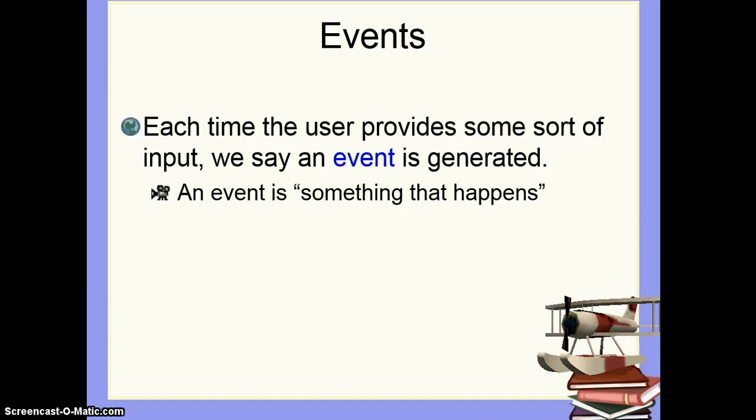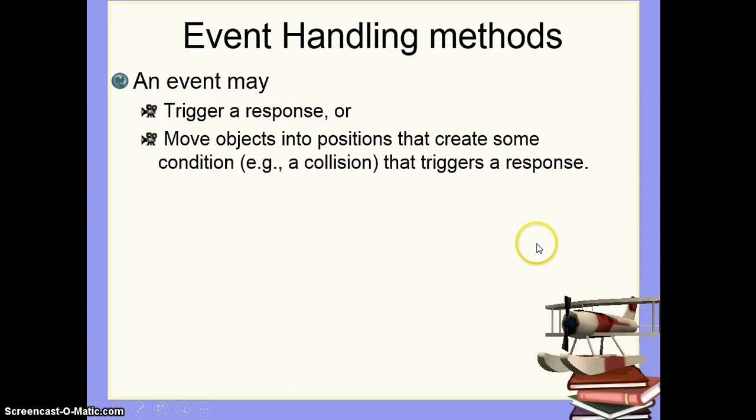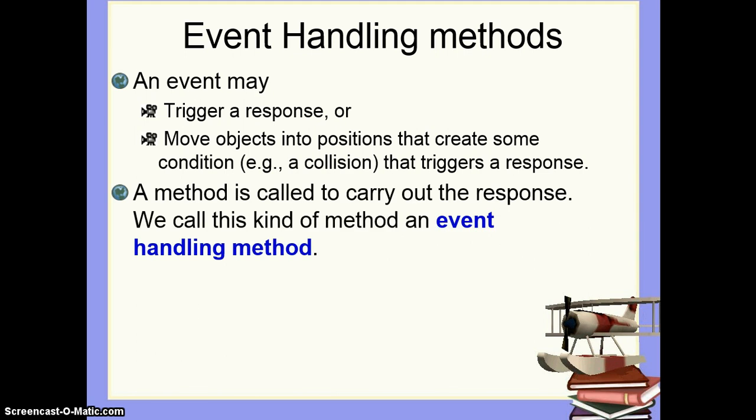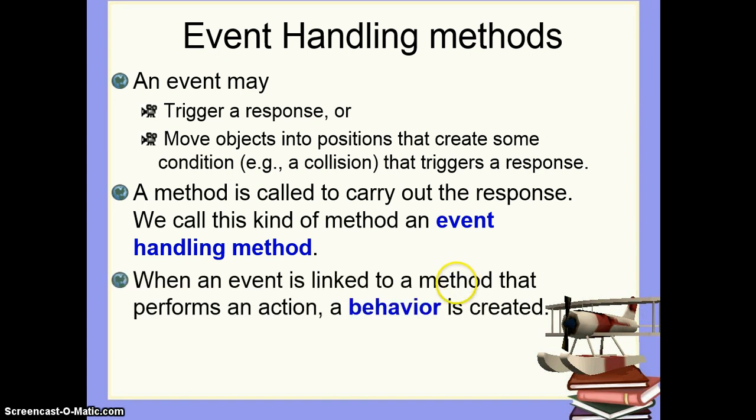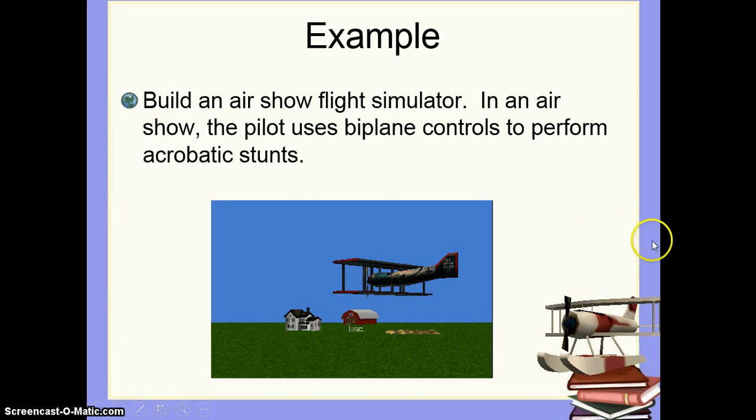Every time a user provides some sort of input or direction, we say that an event is generated. An event is something that happens, and we're going to be writing methods to connect to that event. An event might trigger a response, or it might move objects into positions. There are all sorts of reasons you would want to have some input, including making choices. Obviously the event will connect to the method. We call this kind of method an event handling method. And if there's an action created, then a behavior is performed, just like it's been up till now with methods.